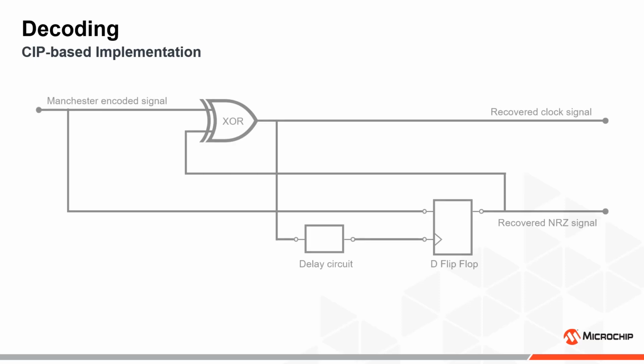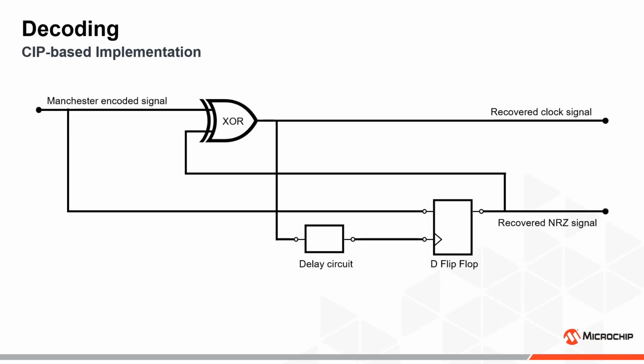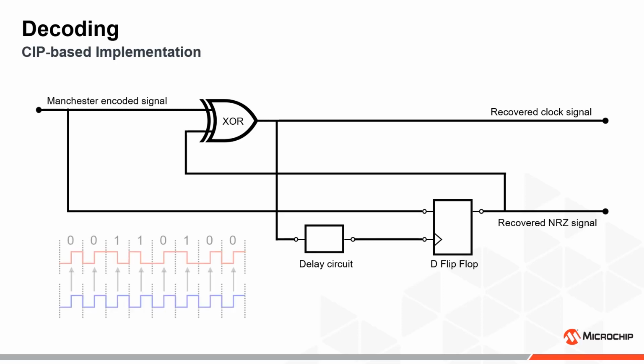We therefore use the following setup to extract a clock signal and an NRZ signal from the Manchester encoded signal. The CCL is here configured to function as the D flip-flop and the exclusive OR block. The delay circuit is constructed using a combination of CCL and timer counter peripherals and allows us to utilize a powerful property of the Manchester encoded signal, namely that the NRZ signal can be recovered by sampling a quarter period before the clock's rising edge.